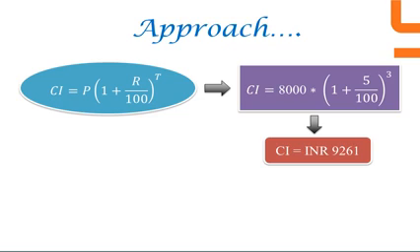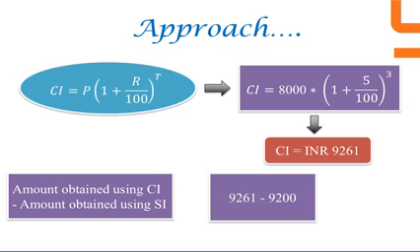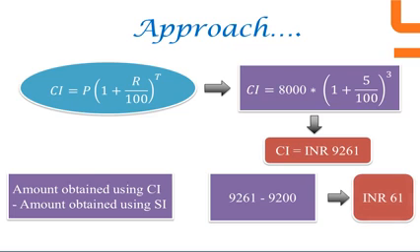So, the answer to the question is obtained as the difference between compound interest at the end of 3 years, that is 9,261 Indian rupees, and the amount obtained after 3 years on charging simple interest, that is 9,200 Indian rupees. So the final answer is 9,261 minus 9,200, which is equal to 61 Indian rupees. That is option C.